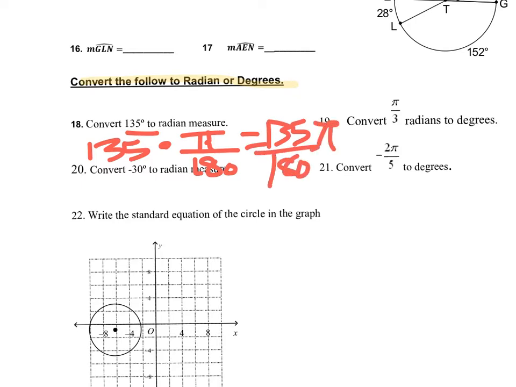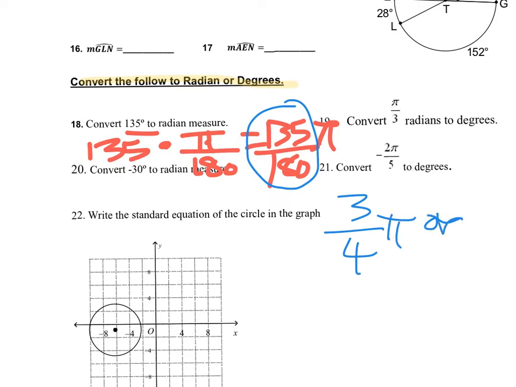And now the only thing you need to focus on is to simplify this. And that gets reduced to 3/4. So your answer can be written as 3/4 pi, or you can say 3 pi over 4.